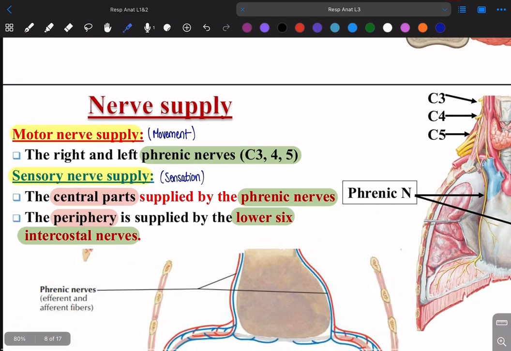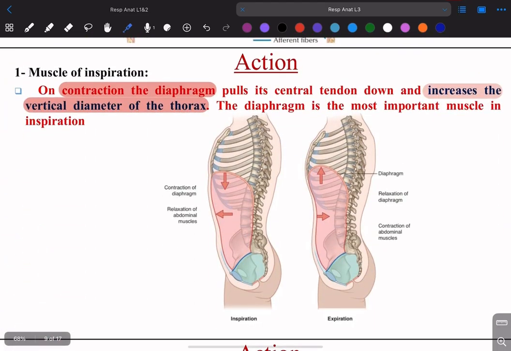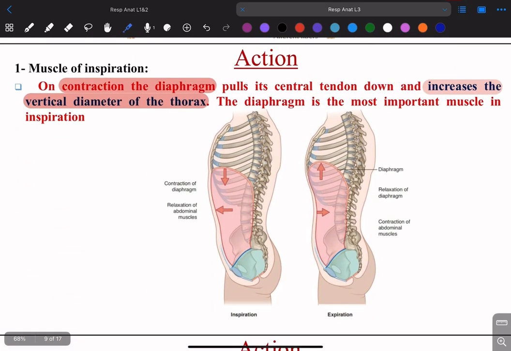Now let's move to the action. We have 4 actions for the diaphragm. 3 of them are related and 1 of them is not related, it's just alone. Let's start with the three actions that are related together. The first and most important action, which we mentioned in the first lecture, is that the diaphragm is the main muscle for inspiration, right? Because it contracts and allows the vertical diameter of the thoracic cage to increase, so more air goes in. We said this in the first lecture. So this is the first action of the diaphragm.